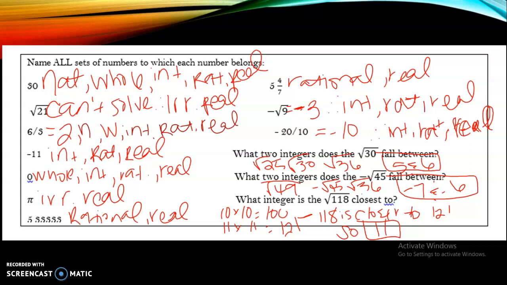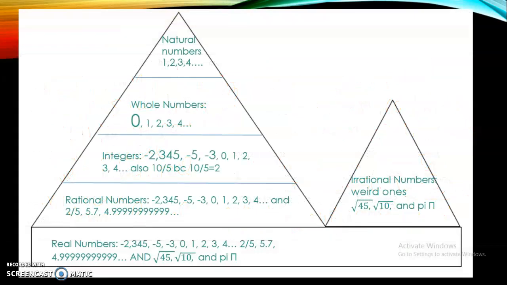If you look down, it's the next section. It says name all of the numbers to which each number belongs. So we're going to start at 30. The best way to do this is think about 30 and then look at your pyramid. How far up on the pyramid will 30 go? Well, of course it's a real number because all numbers are real. Is it a weird one? No, 30 is pretty normal. Integer, is it a positive or negative whole number? Yep, sure is. Is it a whole number? Yep, sure is. Is it a natural number? If you're counting, would you eventually count to 30? Yep.